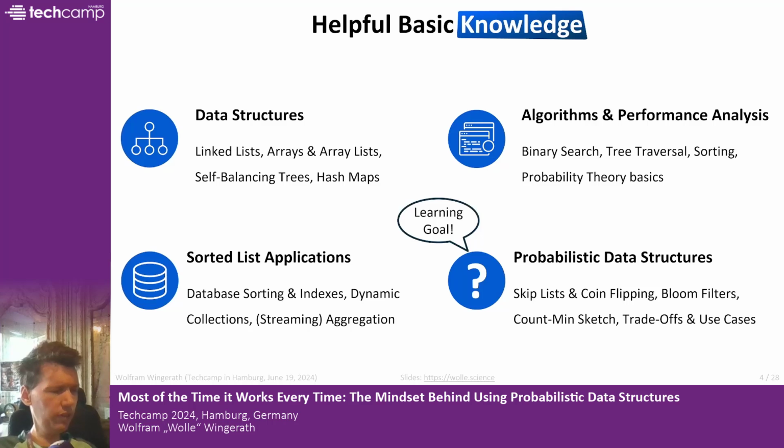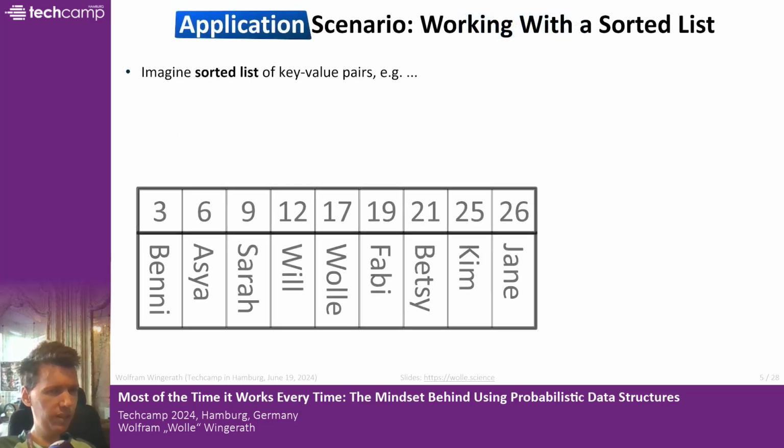And by the end of this talk, this is kind of the learning goal. Everybody here will hopefully have an idea of what probabilistic data structures are in general, and specifically what skip lists are, why coin flipping is a thing in that context, and also you have a rough understanding of what Bloom filters or count-min sketches are and what the inherent trade-offs and use cases are there.